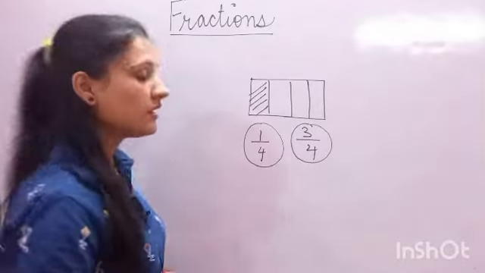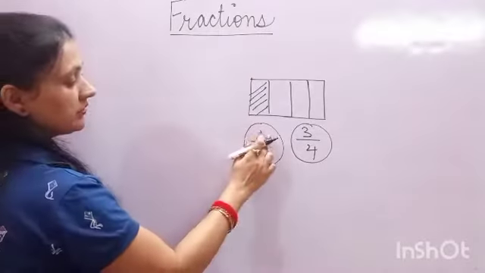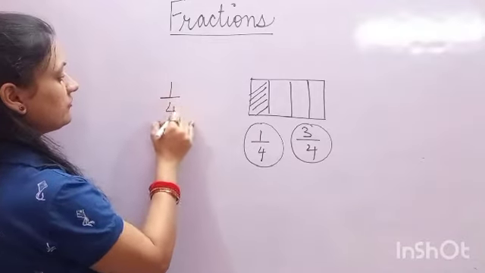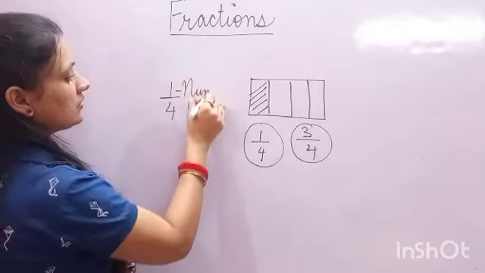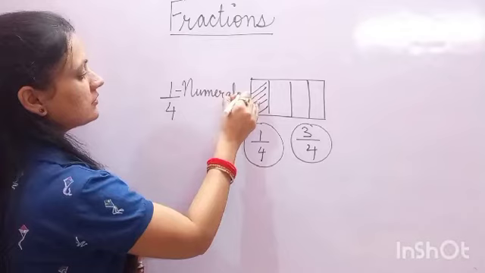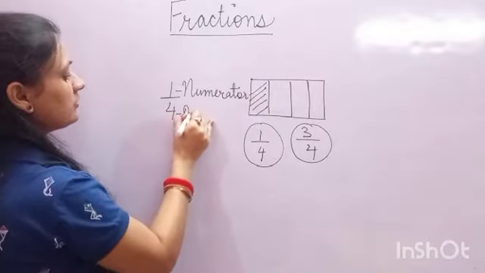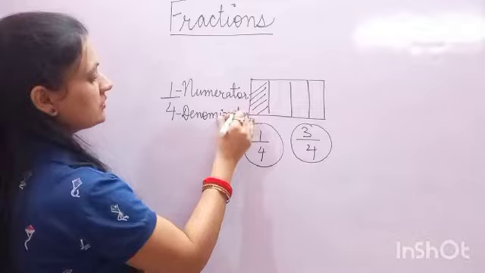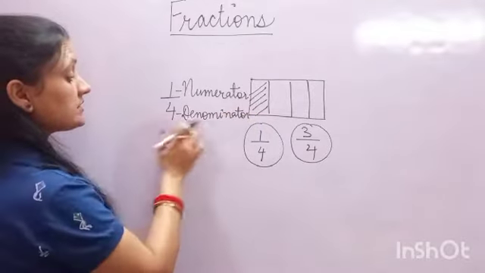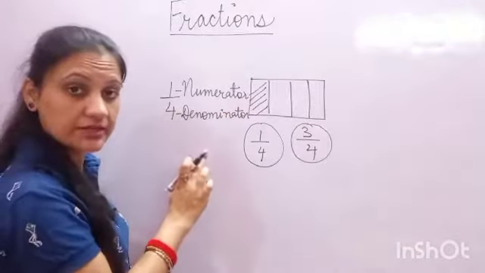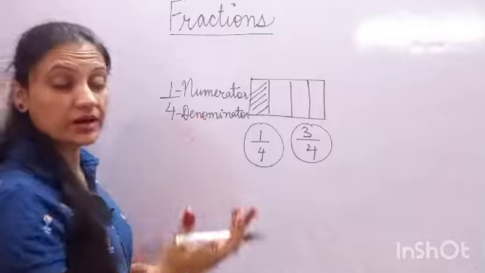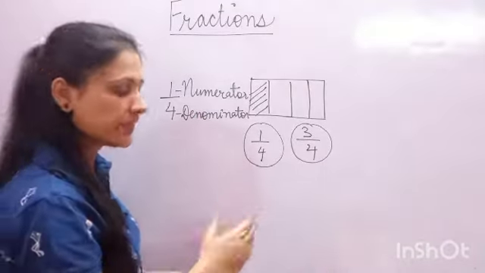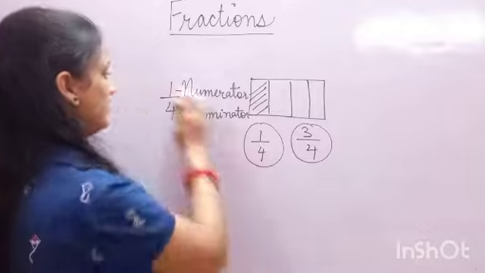Am I clear? In a fraction, the number written on the top is called the numerator. Suppose it is written 1 by 4. So this is the numerator and this is called the denominator. Right? Denominator is the total number of parts, and numerator is the parts which we need, that we are supposed to represent. Okay? Clear everyone? So this is a fraction.